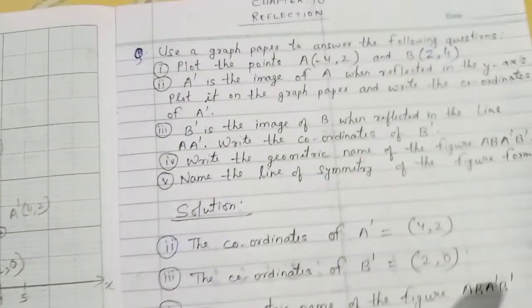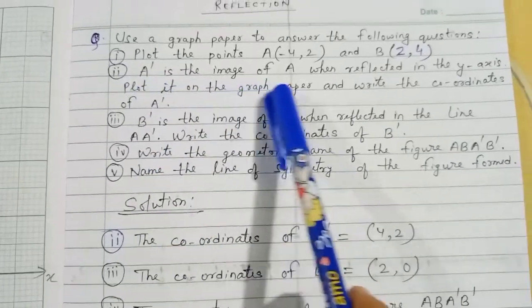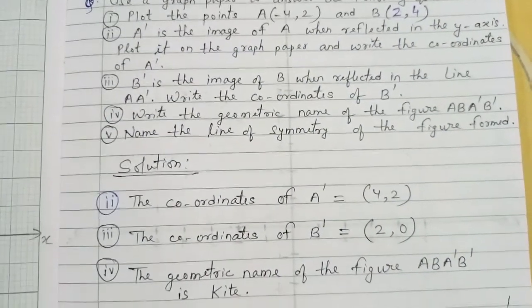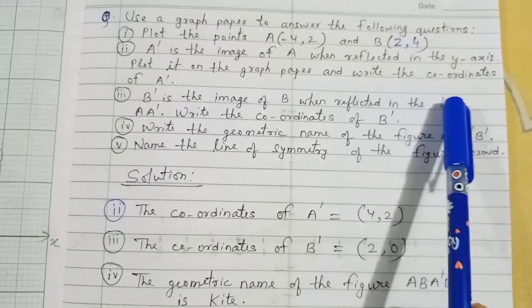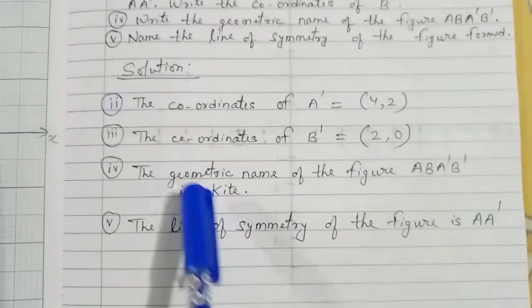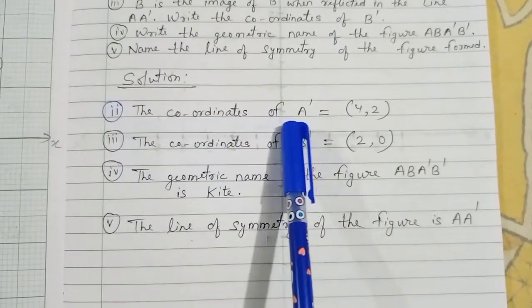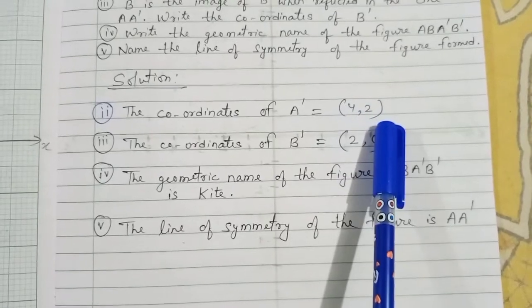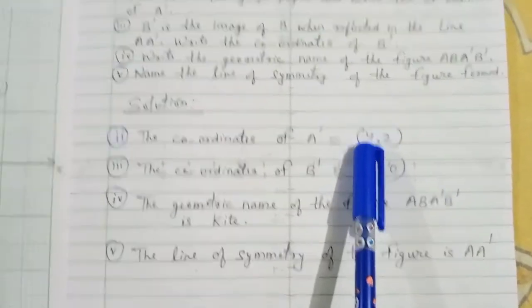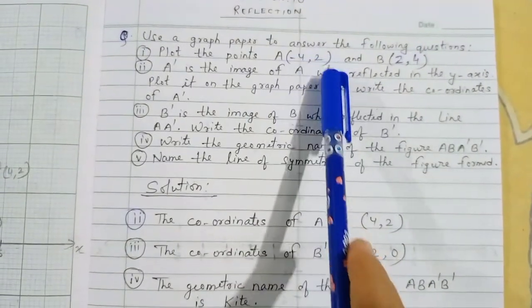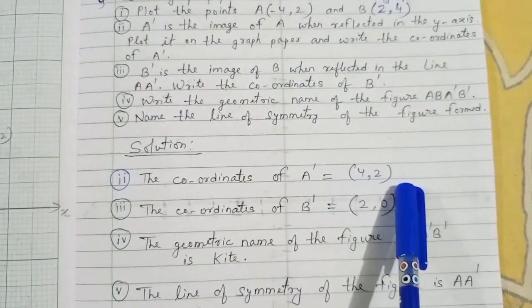So this was the demand of the second one. The second demand we have completed, and the request is to write the coordinate of A dash. So here I wrote the coordinate of A dash will be 4, 2. The first value has changed because -4, 2 became +4, 2.